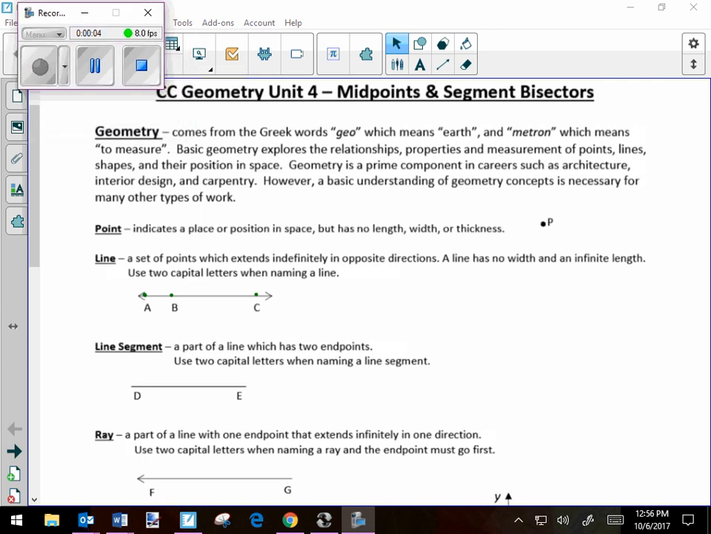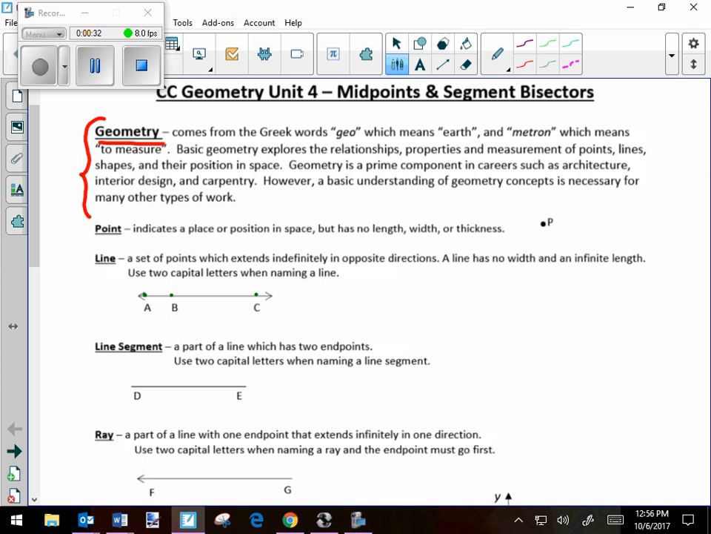For geometry, Unit 4, we're going to be talking about midpoints and segment bisectors throughout the unit. We've done a little bit of this in the last unit, but we're going to extend our ideas that we had already picked up. We start out this unit with a definition of geometry. It gives you a little paragraph here, talks about geometry coming from the words earth and metron, which means to measure. So basically, geometry should be the study of measuring things on the earth.